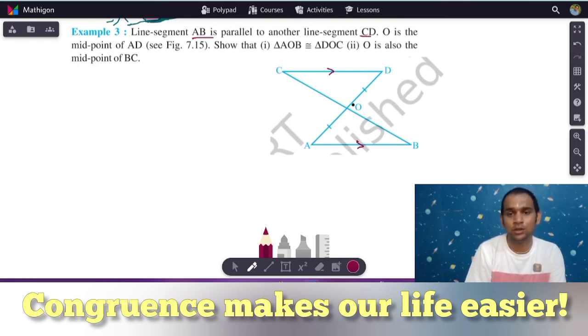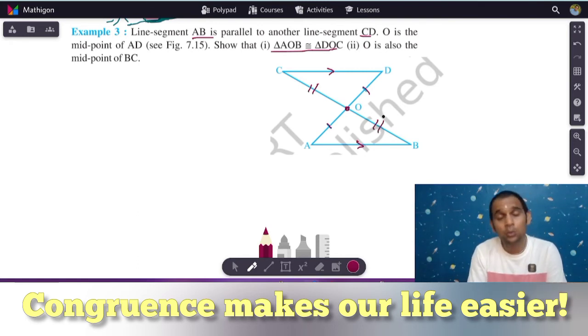O is the midpoint of AD. That means AO is equal to OD. Now, we need to show that AOB is congruent and then O is the midpoint of BC. So, if we are able to show that they are congruent, for the midpoint part, what do we need to show? OC is equal to OB.